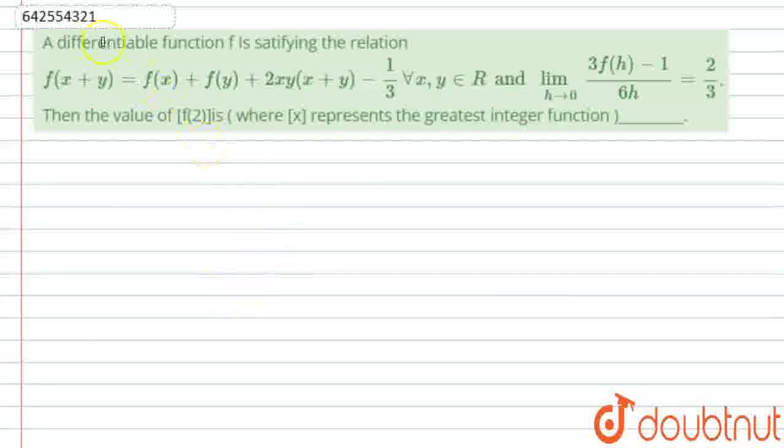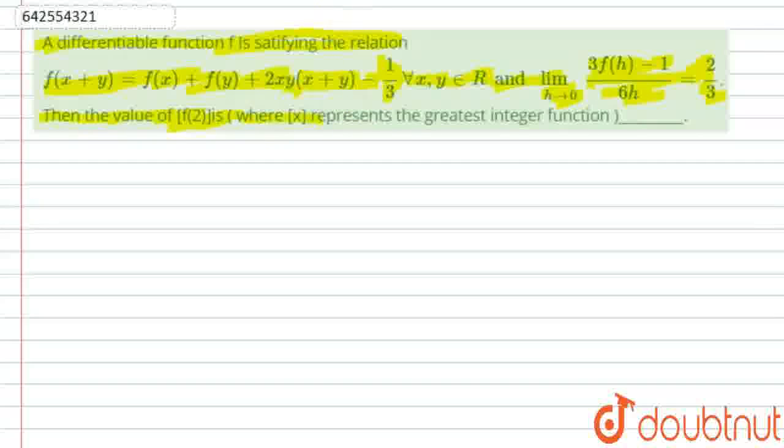Hello everyone, let's start this question. This question says a differentiable function f is satisfying the relation f(x plus y) equals f(x) plus f(y) plus 2xy(x plus y) minus 1/3 for all x and y belonging to real numbers, and limit h going to 0 of (3f(h) minus 1) upon 6h is equal to 2/3. Then we need to find the value of box of f(2).